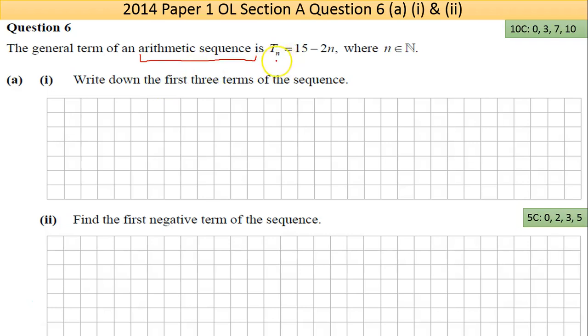So you have your equation saying the fifth of the sequence equals 15 minus 2 times the sequence number. If that was the first one, it's 15 minus 2 times 1. The 10th one is 15 minus 2 times 10. Now, you're asked to write down the first 3 terms of the sequence. Your n must be a natural number, so there's no such minus 1 term. Let's go and look at the answer.